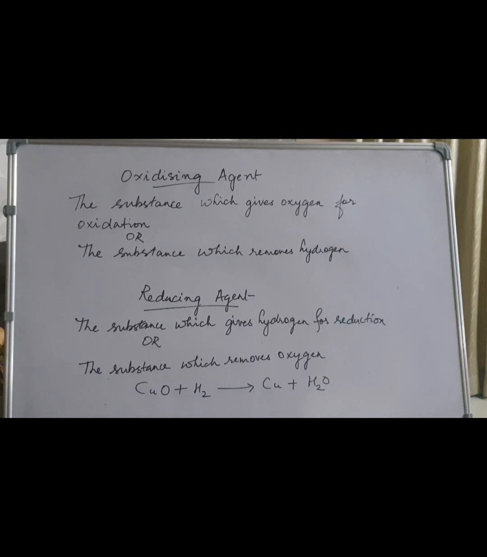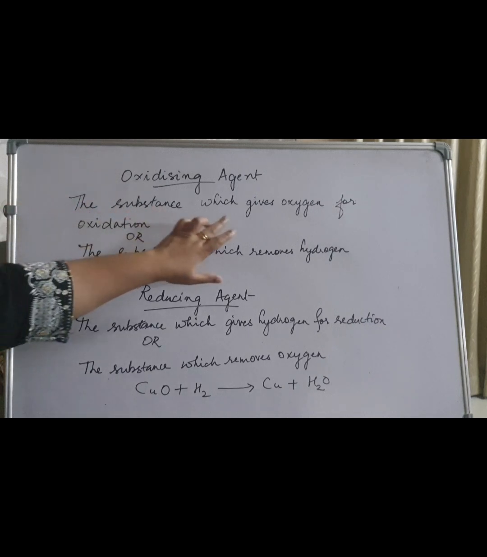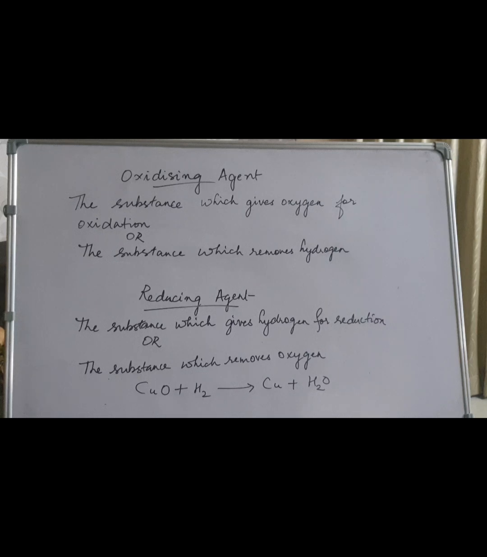We will be discussing two terms, that is oxidizing agent and reducing agent. Okay, so let's see the first one, oxidizing agent. The substance which gives oxygen for oxidation, or else the substance which removes hydrogen, that you call the oxidizing agent. Okay, so I'll repeat: the substance which gives oxygen for oxidation, or else the substance which removes hydrogen. I've written an example over here.